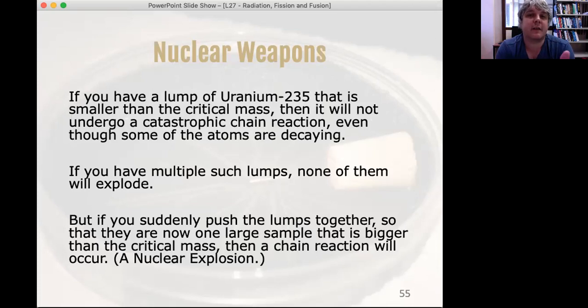You don't even have to give it a neutron because one of the uranium atoms will undergo spontaneous fission, and now that you've got a lump that's bigger than the critical mass, then that chain reaction will occur. And that's what a nuclear explosion is. A nuclear explosion is the spontaneous chain reaction due to a lump of uranium that is bigger than the critical mass.